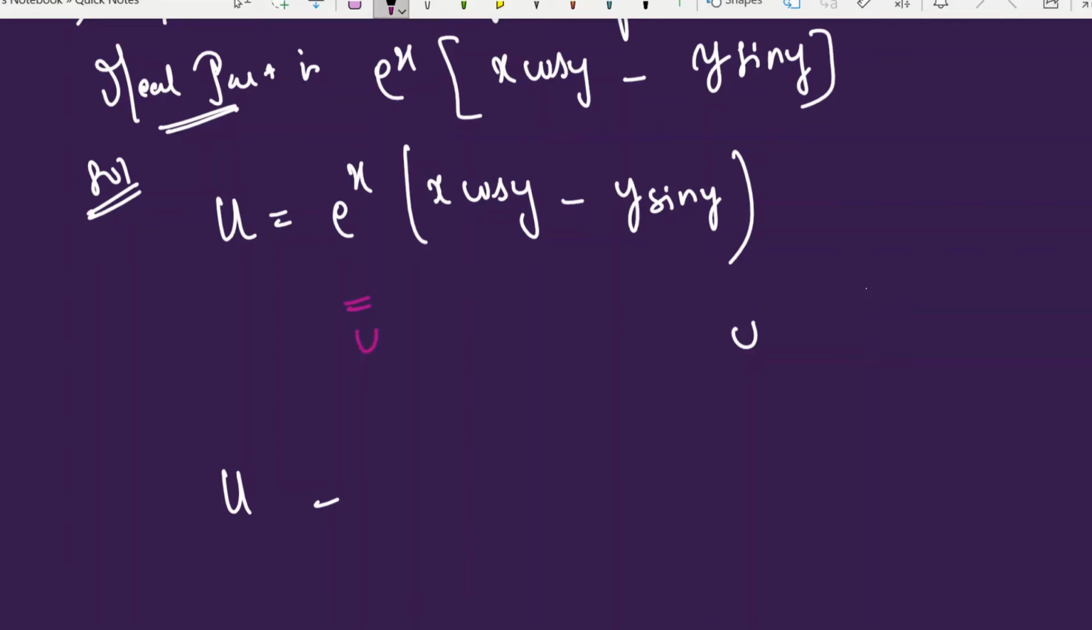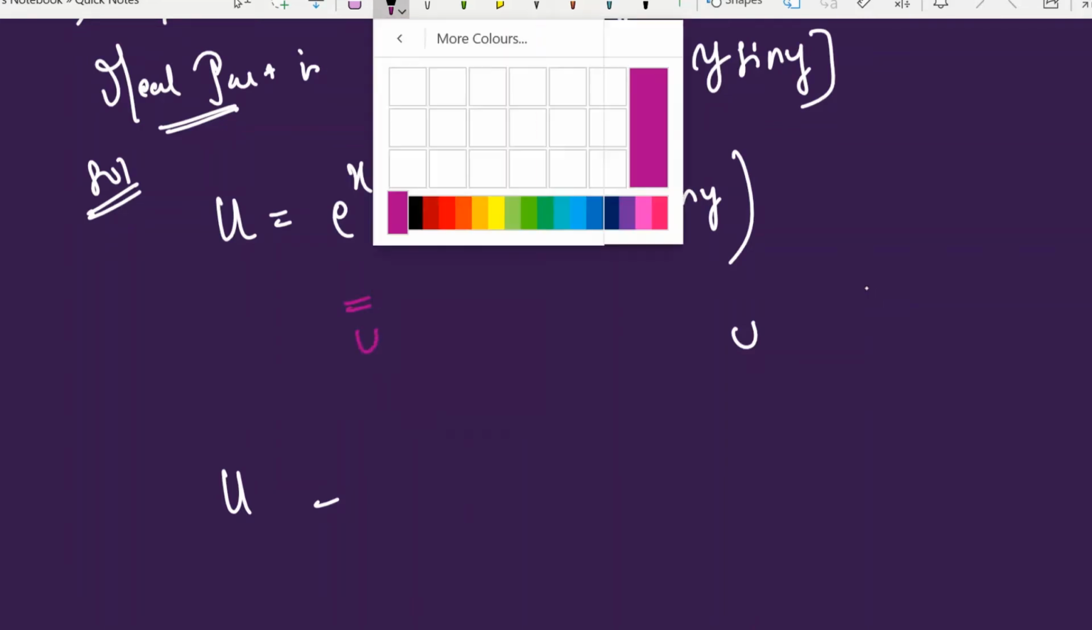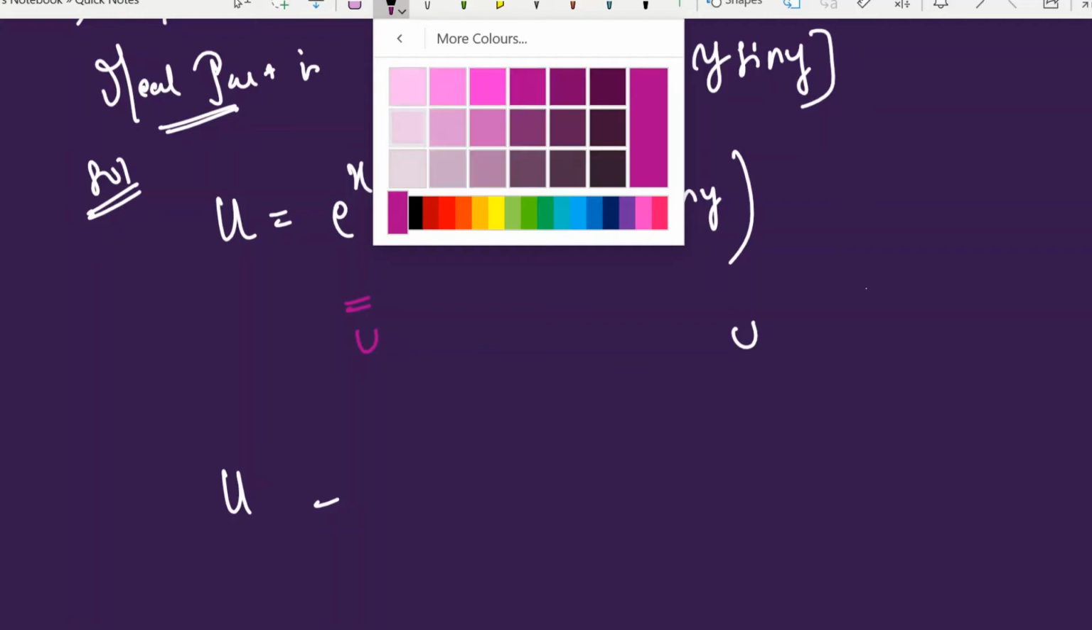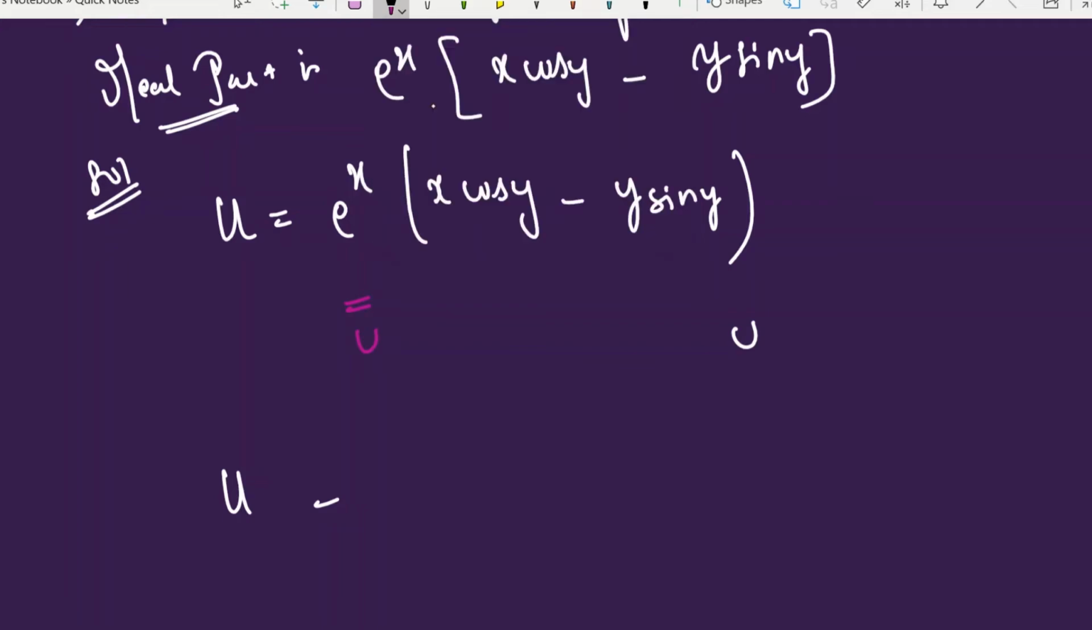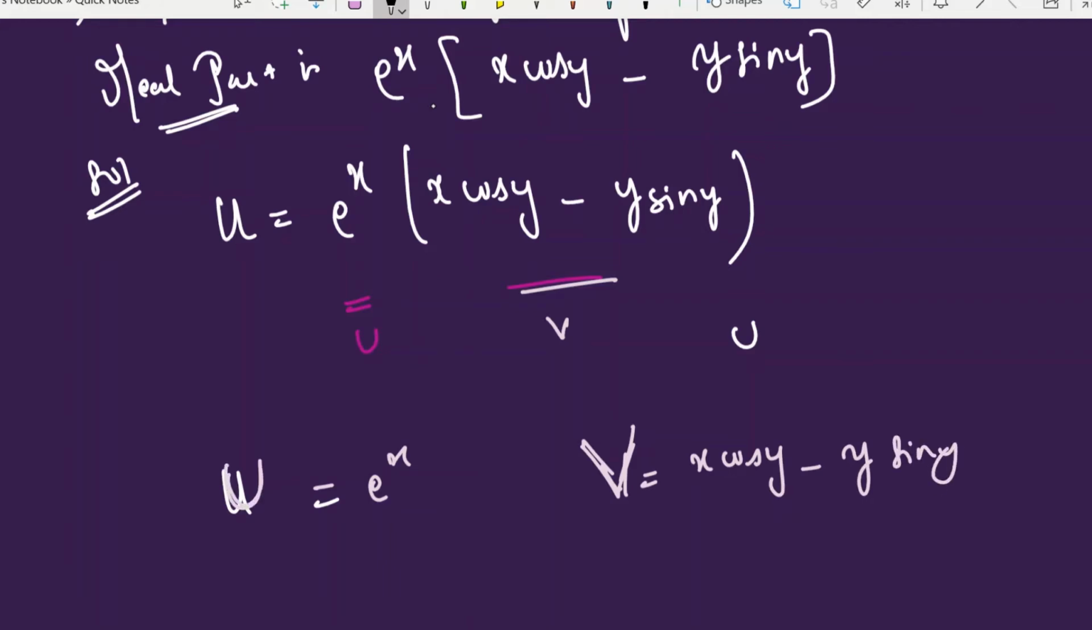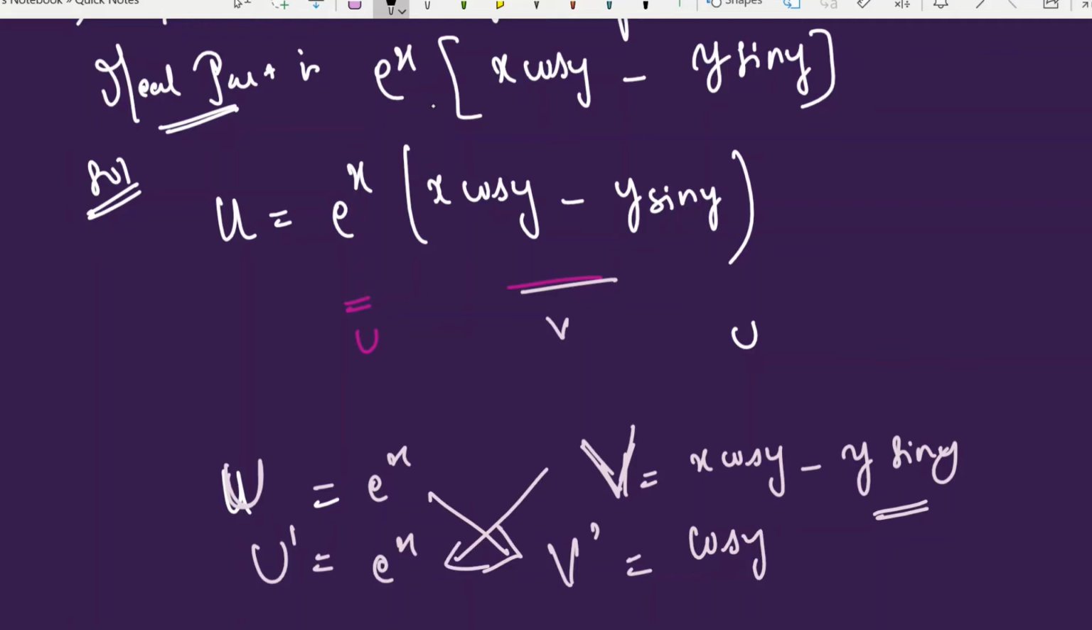I will consider this as u and this as v. U equals e power x. V equals x cos y minus y sin y. U dash is e power x. V dash: x differentiation is 1, cos y, and the rest of the terms will become 0. So the product rule of differentiation is u v dash plus v u dash.